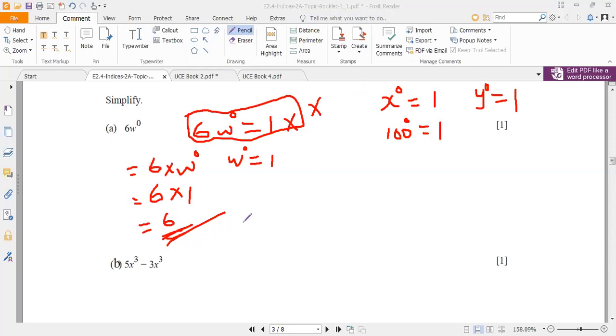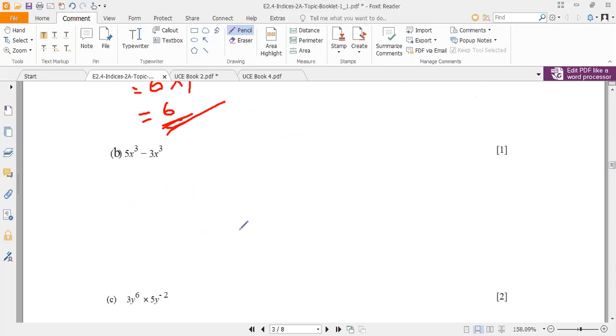So we have a question down here which says 5x to the power of 3 divided by, minus 3x to the power of 3. So how do we simplify this one?